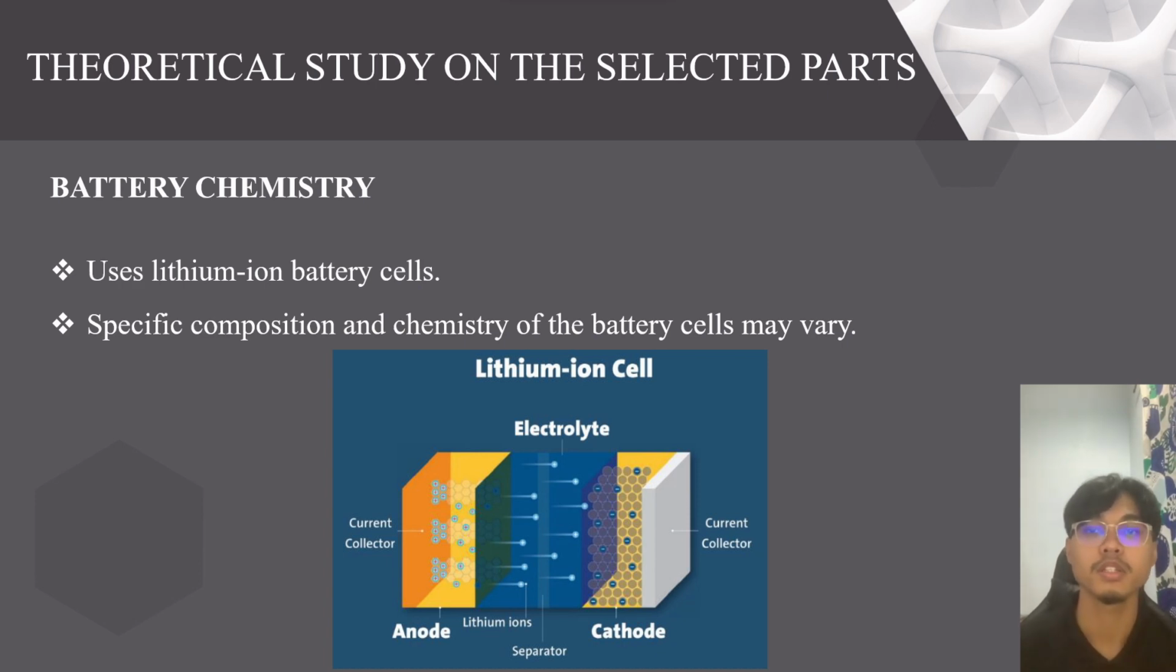The following is the basis of the battery system found on the Tesla Model 3. Battery chemistry. The Tesla Model 3 likely uses lithium-ion battery cells. These cells consist of positive, which is the cathode, and negative, which is the anode, electrodes, separated by an electrolyte and a separator. The specific composition and chemistry of the battery cells may vary, as Tesla has been working on developing its own battery technology, including advancement in cell chemistry and manufacturing process.